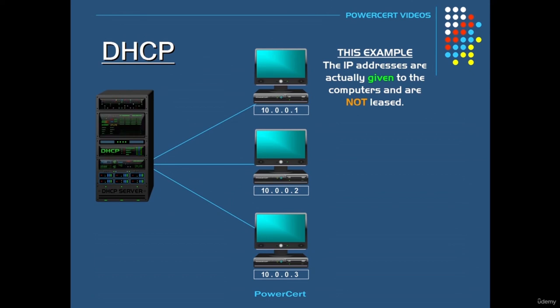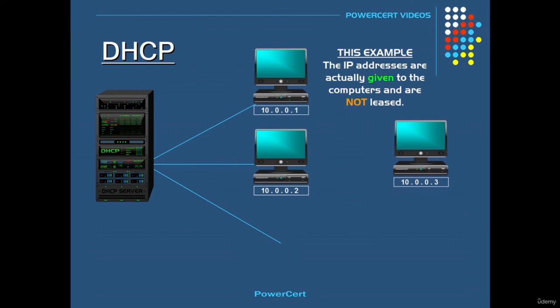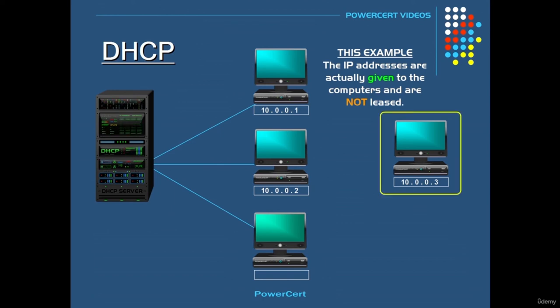But what happens if one of these computers is removed from the network? If a computer is removed, it takes the IP address that it has been given with it. So let's say another computer gets added to the network, but the problem is the computer won't be able to access the network because the DHCP server has run out of IP addresses. Even though this computer here has been removed, it's still occupying an IP address that could be used for another computer. So this is why IP addresses are leased and are not given. Because if the IP addresses are leased, then this will tell the DHCP server which IP addresses are still being used and which ones are not being used.